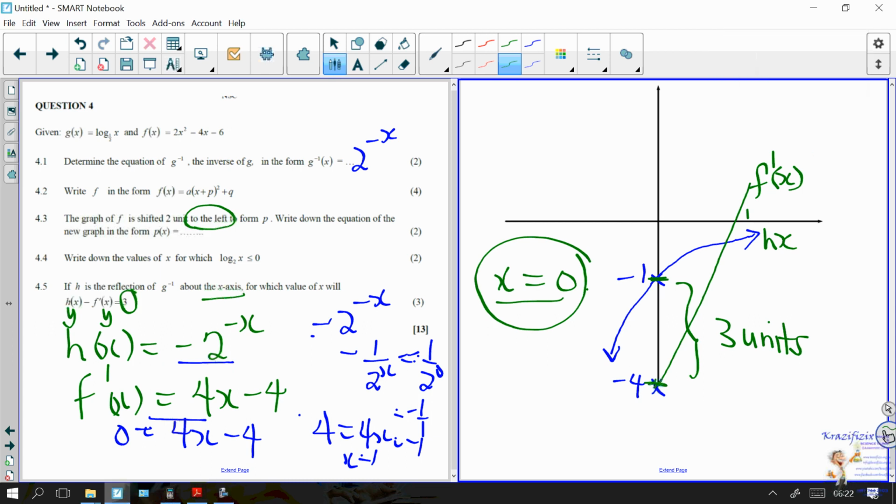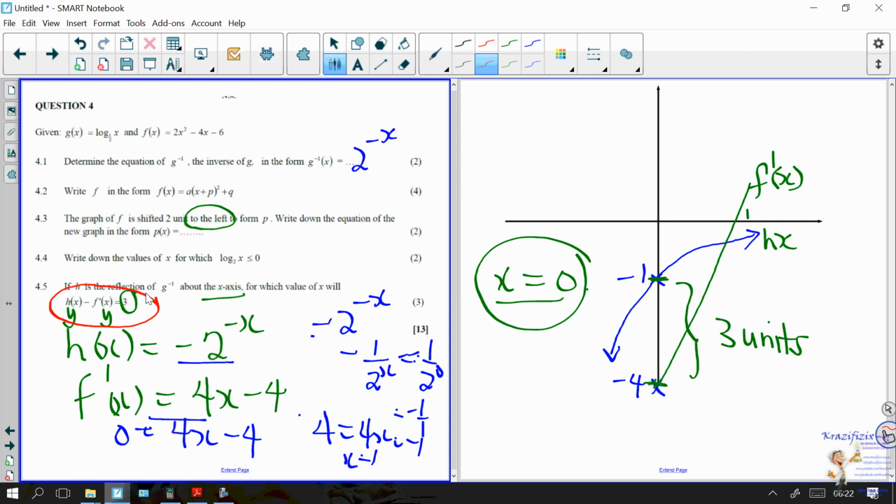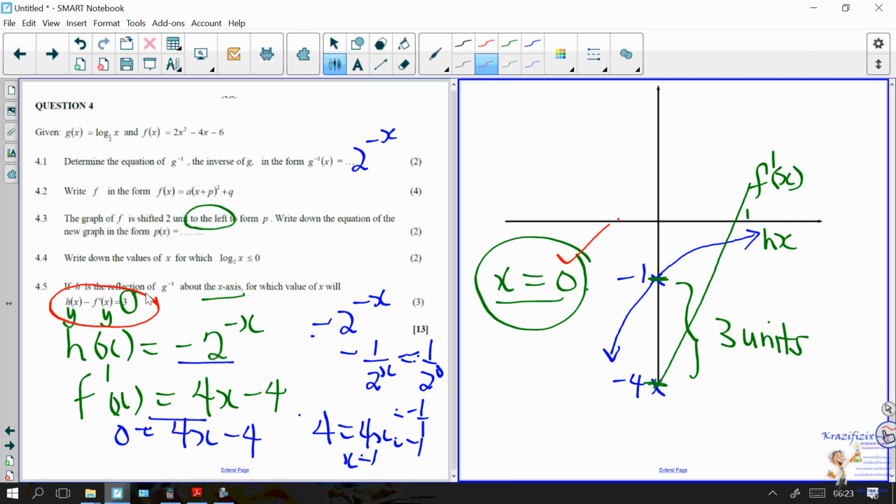All right, so what principle am I trying to show you here? Most of these questions, sometimes some can be solved algebraically, but some will just give you a headache solving algebraically. We need to learn to use our graphs to solve them. Remember, h of x is a y value, and f prime of x is also a y value. The difference between the y values must give you 3 units, and that only happens when x equals 0. If you try to solve it algebraically, it's going to throw you around and keep throwing you around, and you don't have time in an exam to do that. All right, so learn to use the graphs.